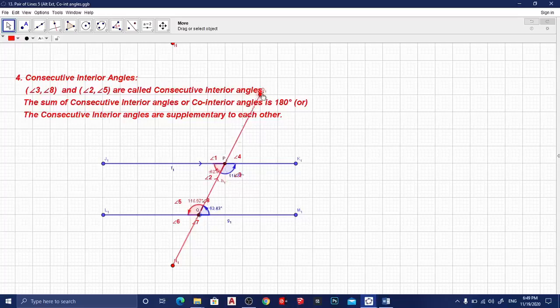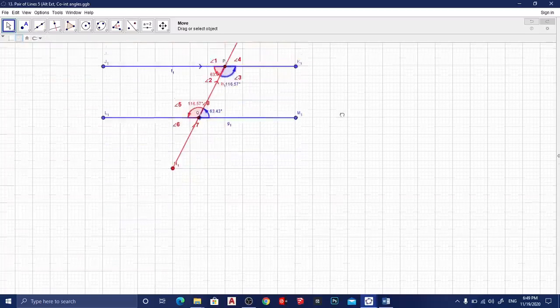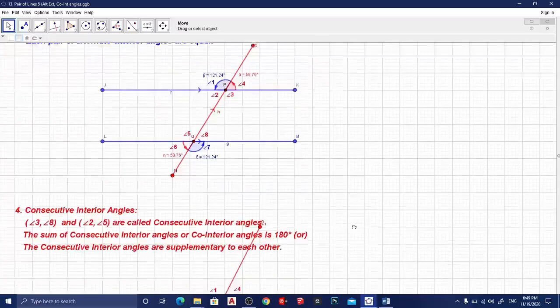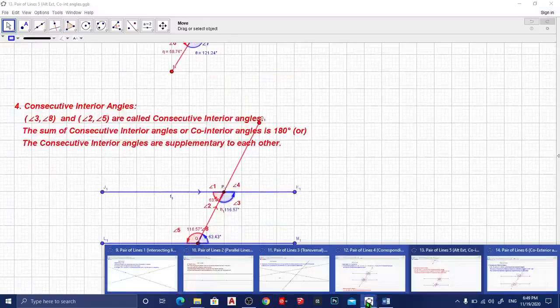If I move this like a slanted line, you can see these different angles. So these two angles are called co-interior angles. What is the main property of co-interior angles? The sum of the co-interior angles is always 180 degrees, meaning they are supplementary to each other. Okay, next one, here this is over exterior and consecutive interior angles.